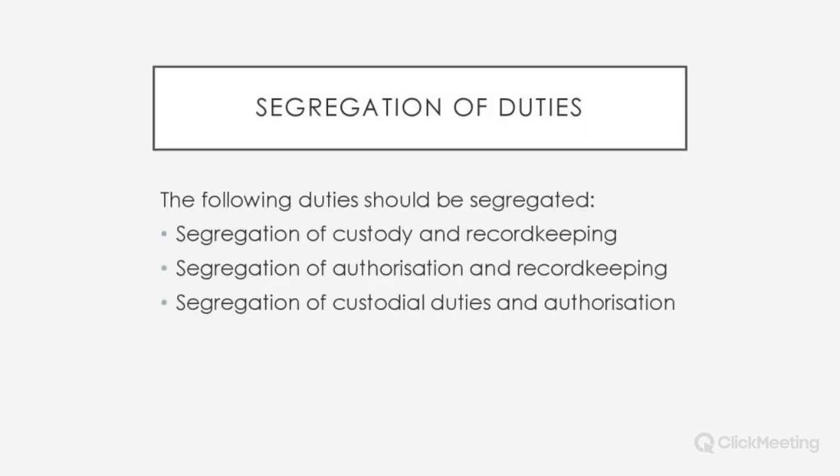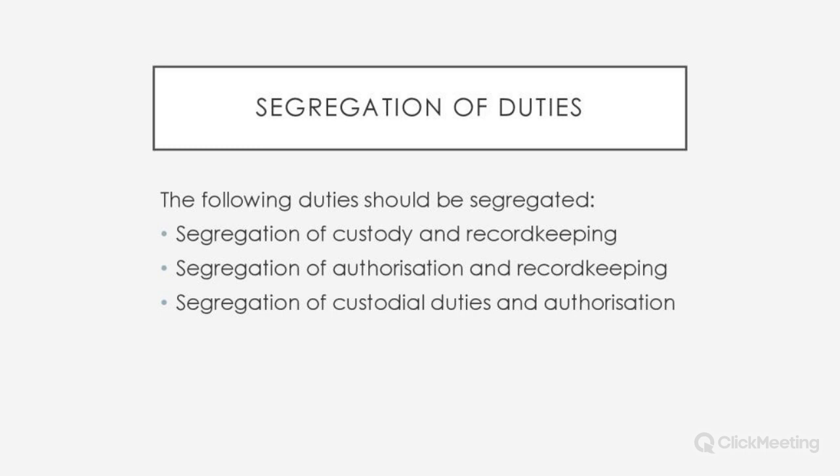Segregation of custody and record keeping should always be separated. That means one person who has custody of any item should not be recording it. If the person has access to assets, say inventory, that person should not have access to record keeping of the inventory. So those two duties should be separated. Then there is authorization and record keeping.